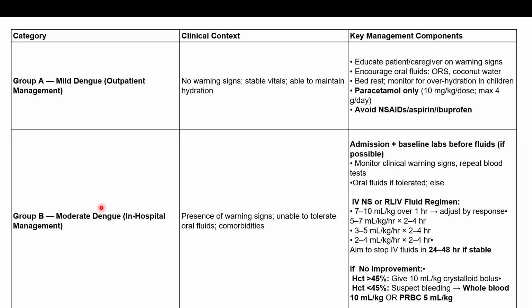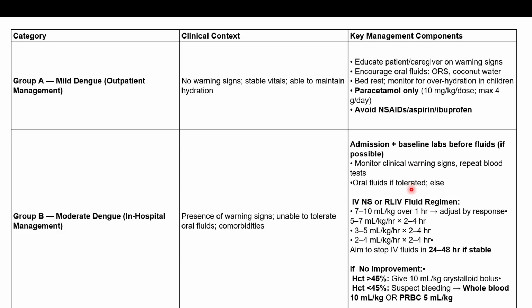For moderate dengue in hospital management, there are warning signs, inability to tolerate oral fluids, which is vomiting, abdominal pain, and the presence of comorbidities, which require admission. Admission plus baseline labs if possible. Monitor the hematocrit, hemoglobin, and platelet counts. Monitor clinical warning signs. Repeat blood tests as and when necessary.